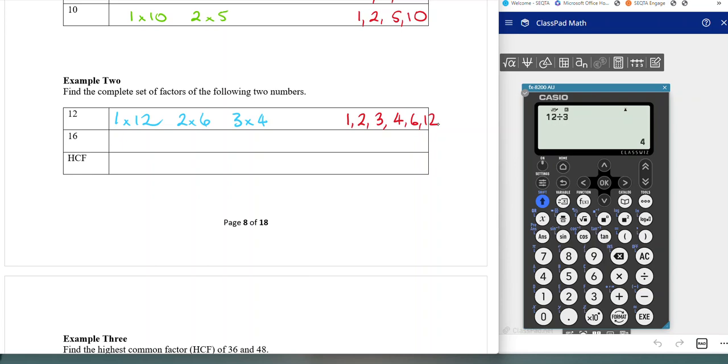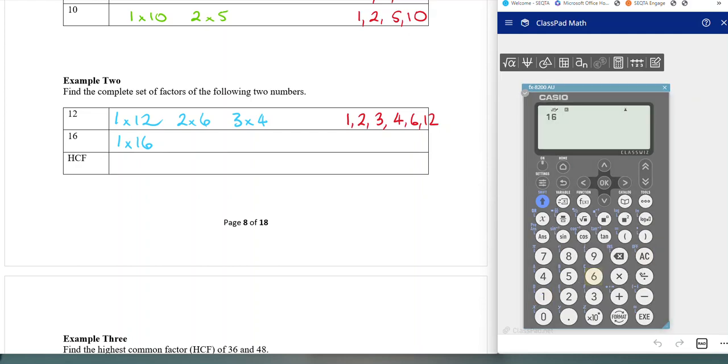Let's do that again for 16. We always start with 1 times 16. Then we're going to use the calculator over here to see if 16 divides by 2, and hopefully you know that it does.